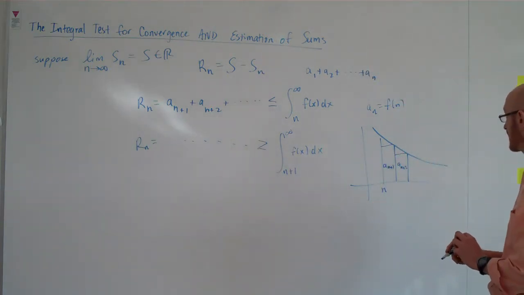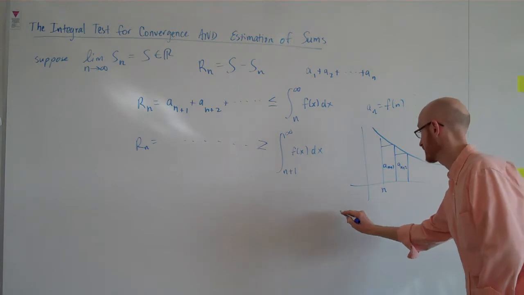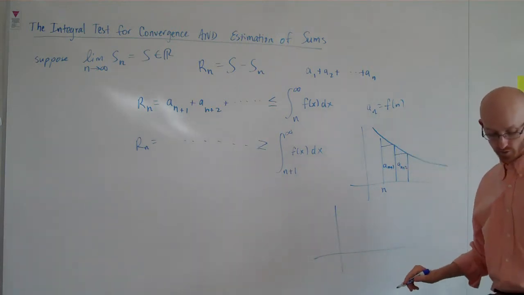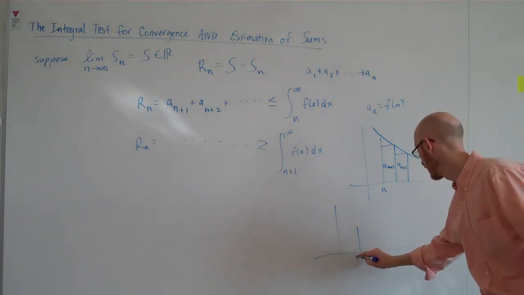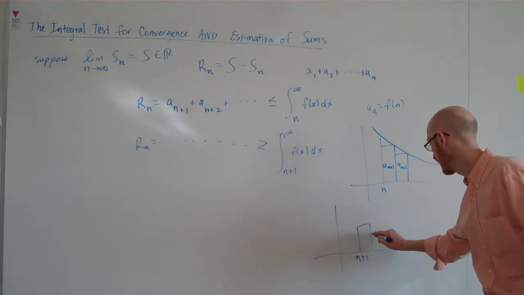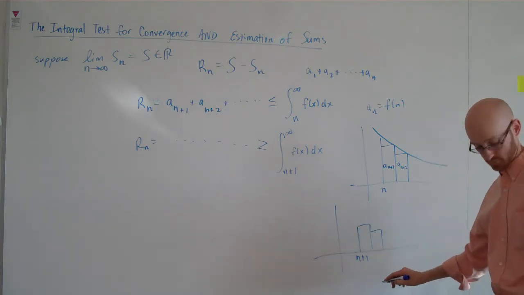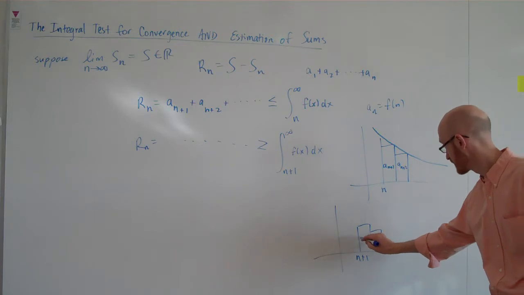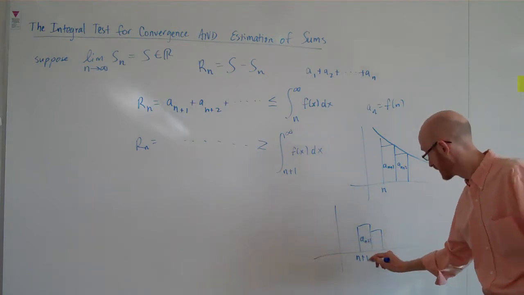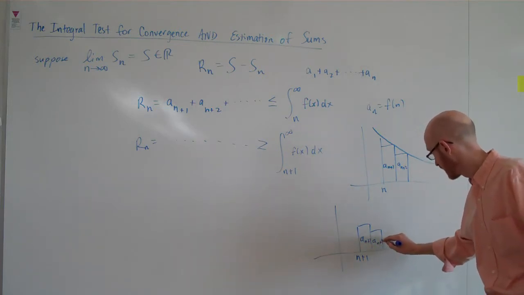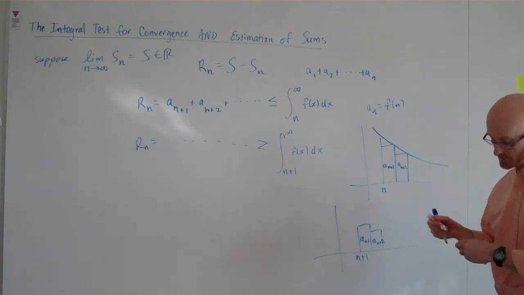And if you're wondering why that is, another picture. We're going to start with n plus 1. So that's the n plus first. This will be a sub n plus 1. A sub n plus 2 will be the area of that one.